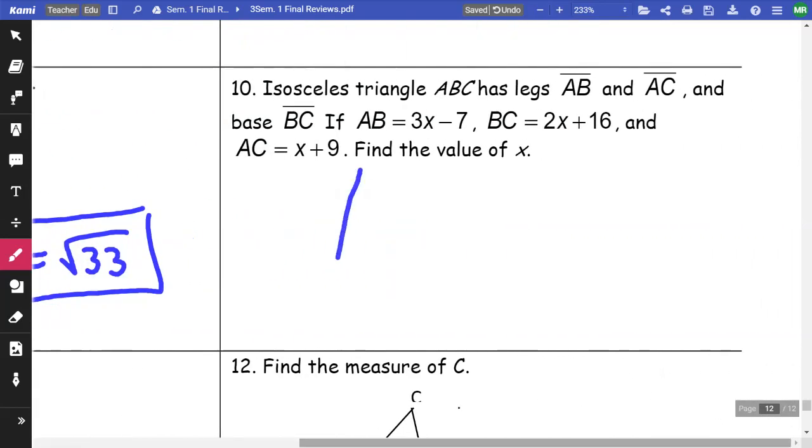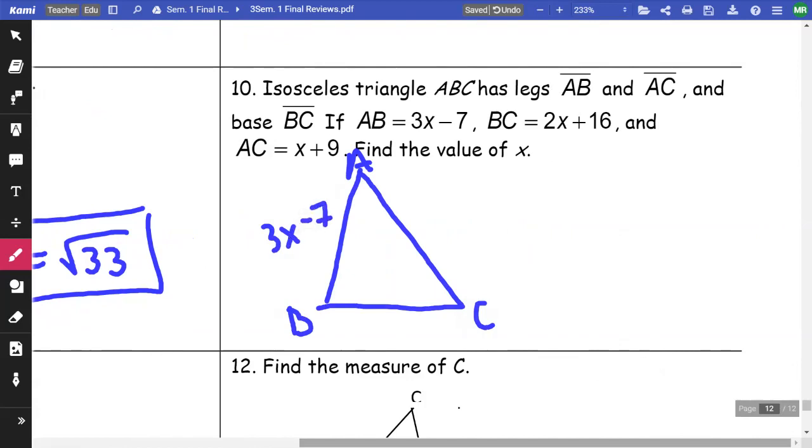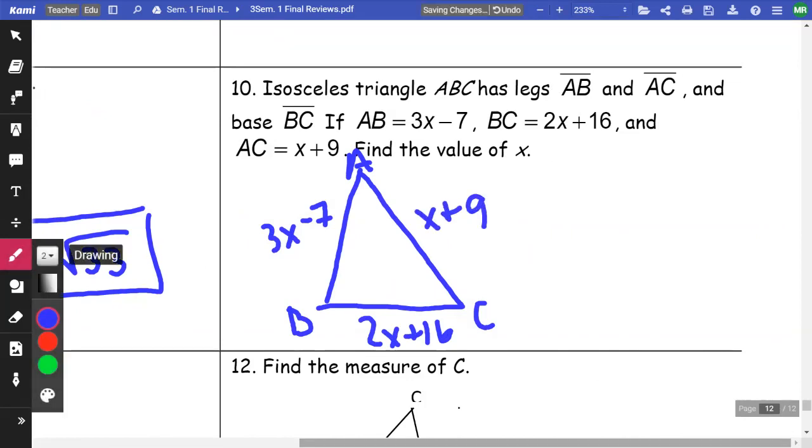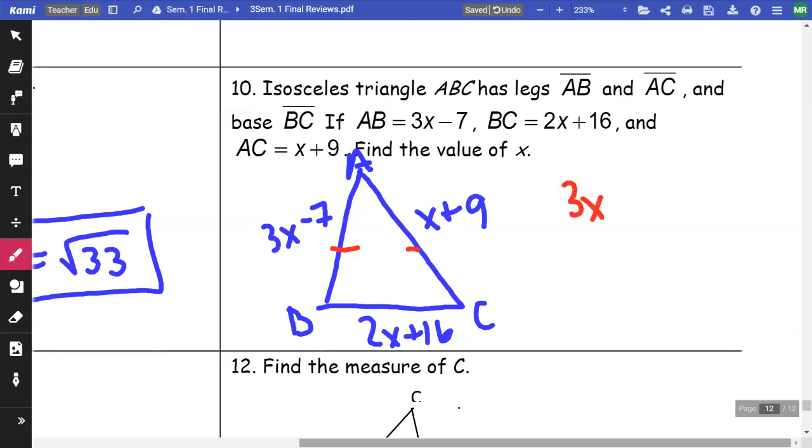Okay, so I have an isosceles triangle A, B, C. I know that this is 3x minus 7. This is 2x plus 16. And this is x plus 9. And so since this is isosceles, and we know that these were the legs, and BC is the base, we know those have to be equal. So I'm going to take 3x minus 7 is equal to x plus 9. So I get 2x is equal to 16. X is equal to 8.